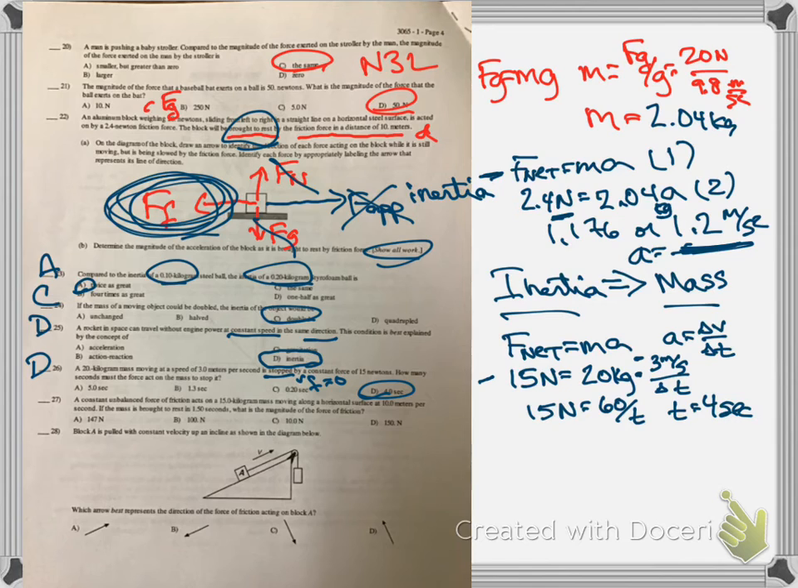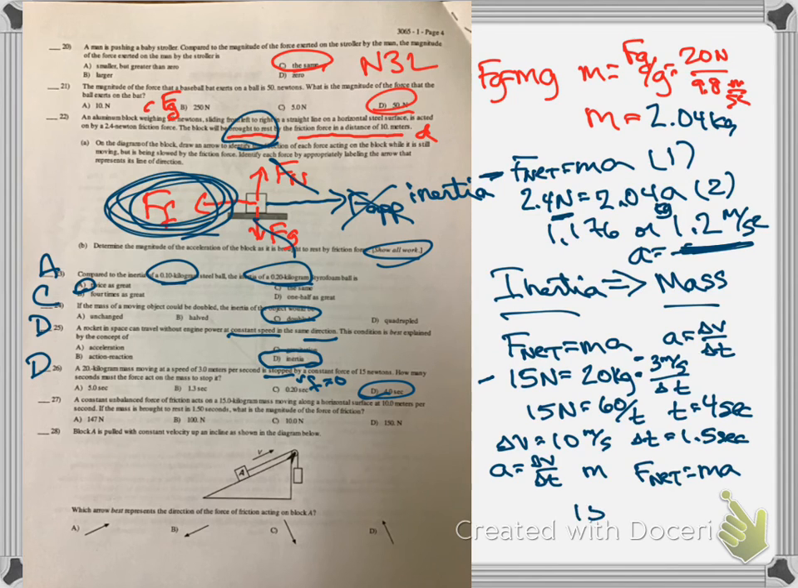A constant unbalanced force of friction acts on a 15 kilogram mass moving along the horizontal surface at 10 meters per second. If the mass is brought to rest in 1.5 seconds, what is the magnitude of the force of friction? So again, this is kinematics combined with forces. You have a change in v of 10 meters per second. The delta t is 1.5 seconds. So I can find a from that. a is delta v over delta t. And I'm given the mass. So if I want to know what the force is, F net equals ma, I just plug in my numbers.